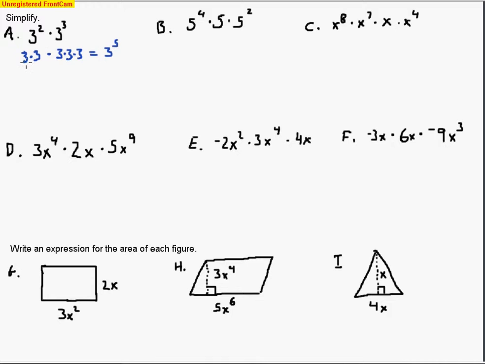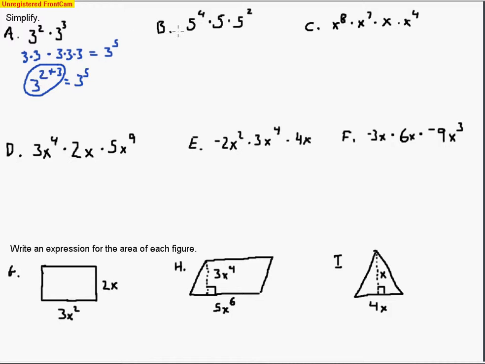Notice that all we're doing is counting up how many 3's we have. The exponent tells us the number of 3's. Another way to do it is the base will stay the same. Notice that all of these numbers are still 3, and we are just counting up the exponents. Here we have 2 3's, and here we have 3 3's, and we can add those together and get a total of 5 3's. This is the rule we're going to end up using: we're going to add the exponents up on the numbers with the same base.